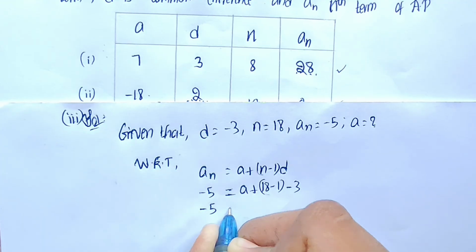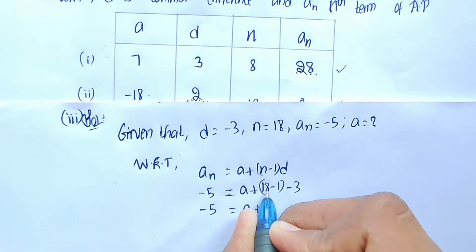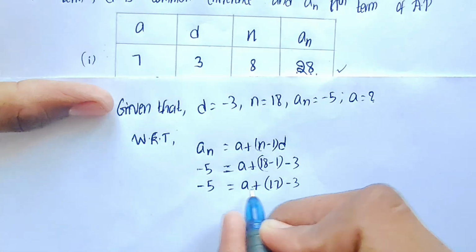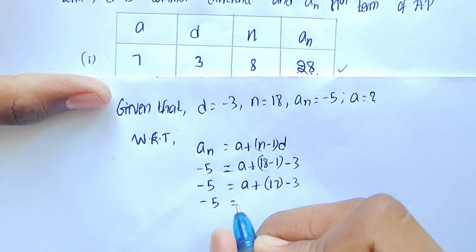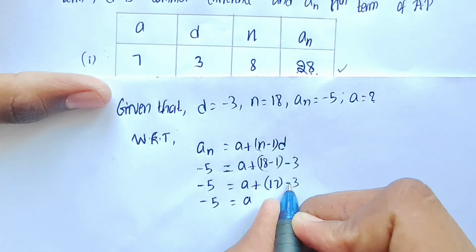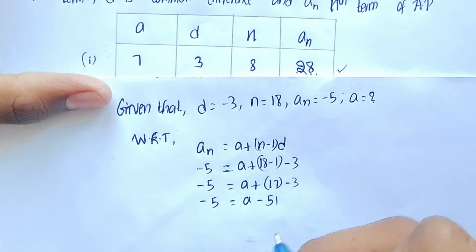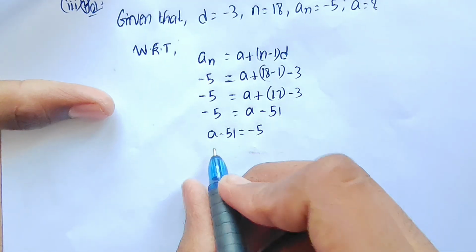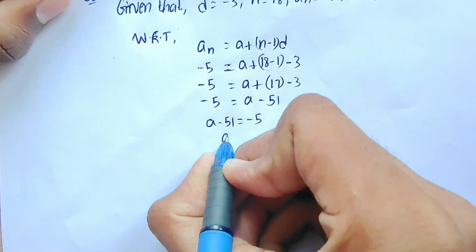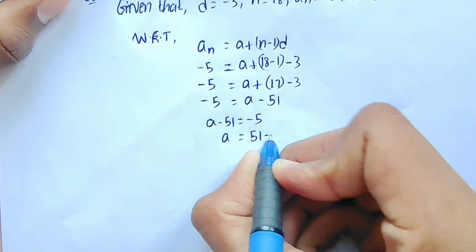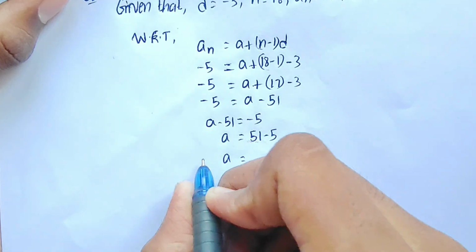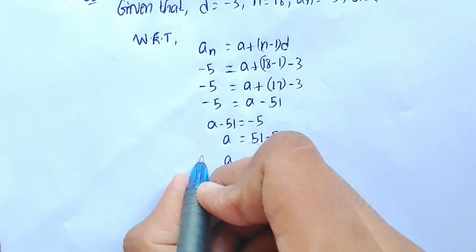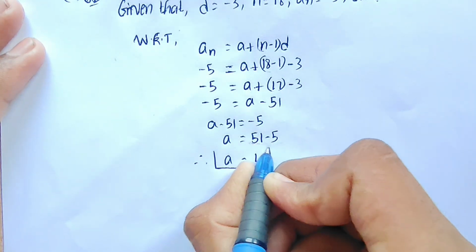So here, minus 5 equals a plus 18 minus 1, 17, into minus 3. Minus 5 equals a plus 17 into minus 3, which is minus 51. Here a minus 51 is equal to minus 5. If we transpose minus 51 to the right side, it becomes a equals plus 51 minus 5. Then we get the value of a equals 46. 51 minus 5 is 46. Therefore, we got the value of a is 46.